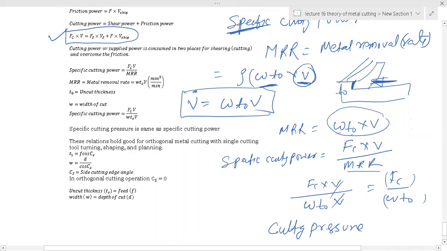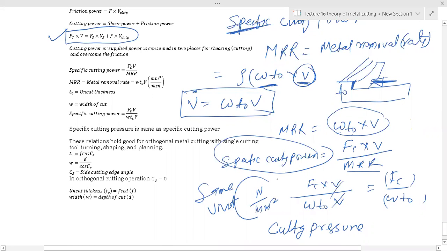So cutting pressure and specific cutting power have the same unit, that is Newton per millimeter square, or meter per millimeter square. So specific cutting energy has the unit of pressure, which is also equal to cutting pressure.